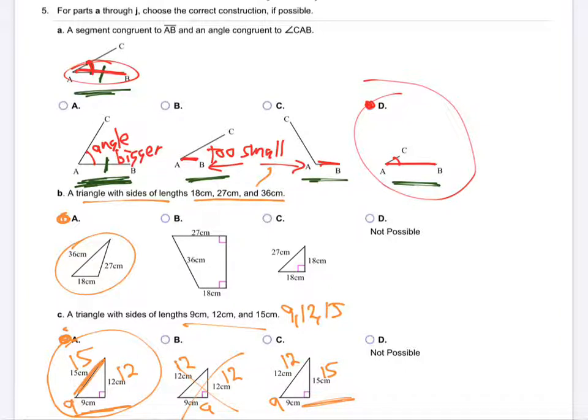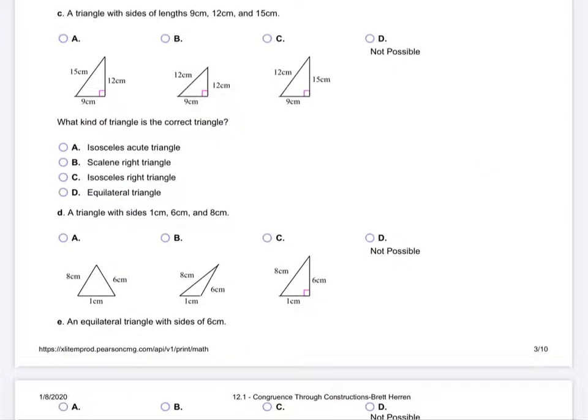So we're through A, B, and C. We just have D, E, F, G, H, I, and J. All right. So on to C. Oh, yeah. There's more to C. We didn't finish C yet. There's the first part of C. And now they're going to ask, okay, you got it. And then that one right there, what kind of triangle is that? Isosceles acute, scalene right, isosceles right, equilateral.